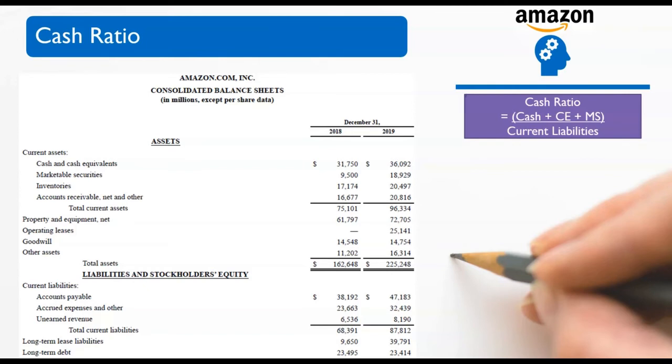So how is this ratio calculated? The cash ratio is calculated as the total of cash, cash equivalents, and marketable securities divided by the company's current liabilities.